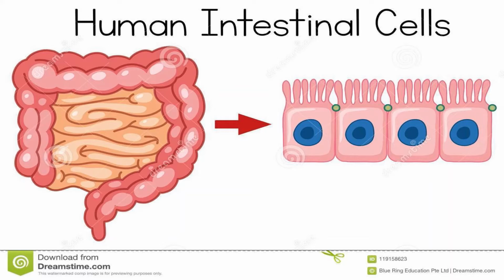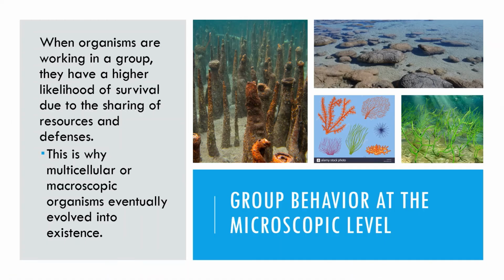That makes sense because the whole point of the intestine is to absorb nutrients from the food that you eat. So intestinal cells are just an example of highly efficient cells, and that's largely because they have a lot of surface area, or cell membrane, per volume. Another thing that makes cells efficient is group behavior, or working in groups.